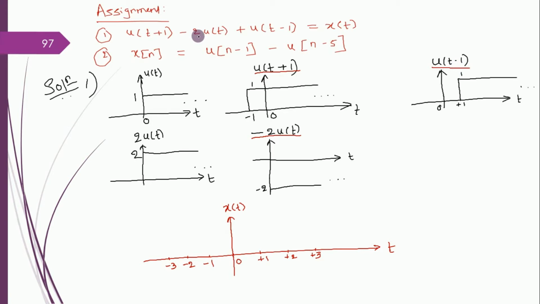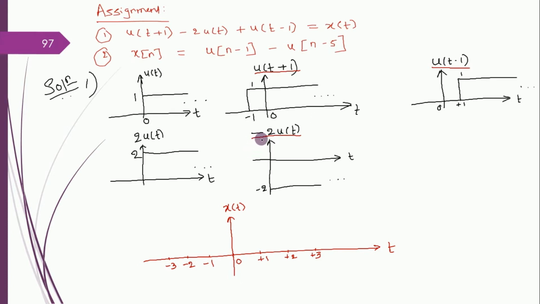But here we have been asked for minus 2 into u(t). We already know the meaning of u(t). 2 times u(t) is amplitude scaling, so the amplitude becomes 2. As there is a minus symbol, it is again an amplitude scaling, and with respect to the horizontal axis it will be inverted, that is, the amplitude becomes minus 2. So the signals underlined in red are our focus. u(t+1) is the first term, -2u(t) is the second term, u(t-1) is the third term.